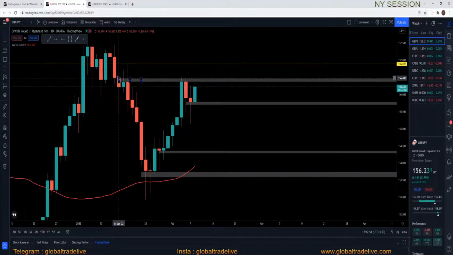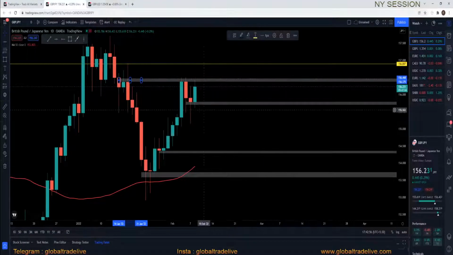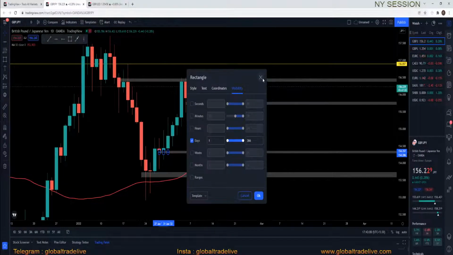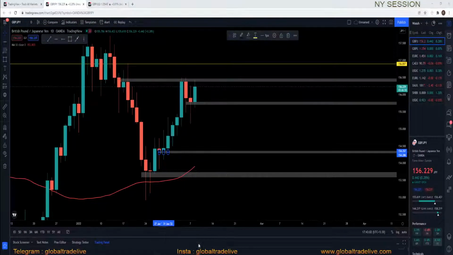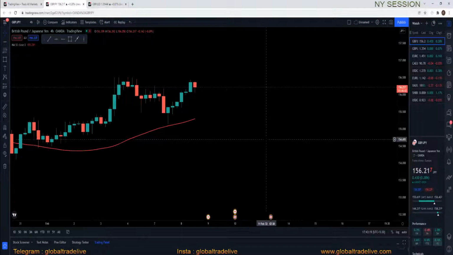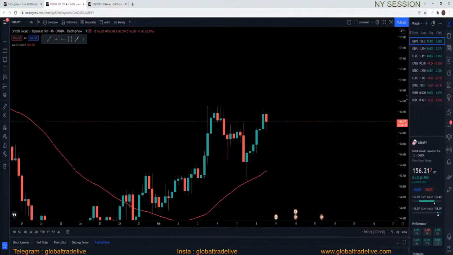So now we know that the daily is also bullish, right? Daily is also bullish. Let's just write it down. Daily bullish. So monthly bullish, weekly bullish, daily is also bullish. Let's go to the 4-hour now.